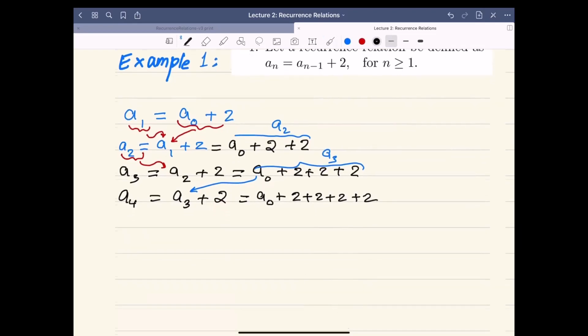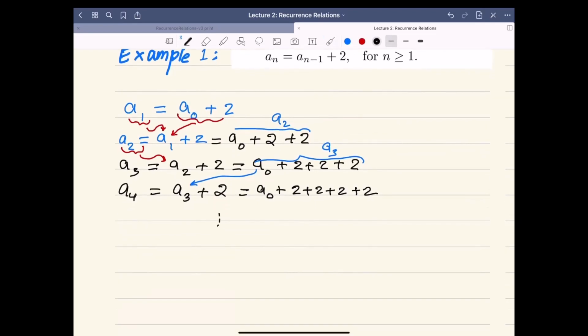Maybe you can keep going that way and try to relate each element with its corresponding equation. For A1, you have A0 plus 2. For A2, you have A0 plus 2 plus 2. So it looks like you are adding 2 twice. This 3 is telling me that I need to add 2 three times, and 4 means four times. So here we can guess a solution.